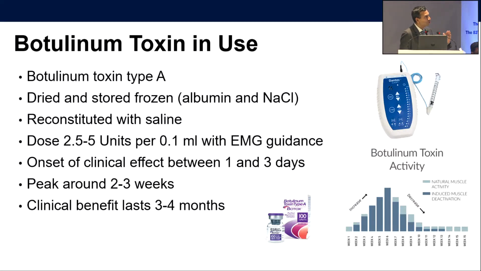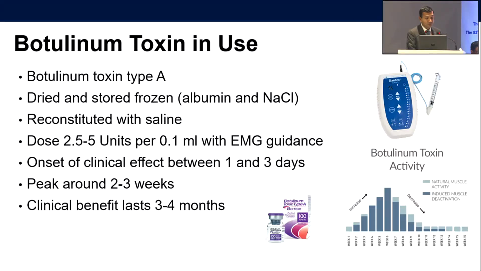The problem is there's no dose response curve, which would be great. It's not like if you put 2.5 units, you'll get this much effect. As a general rule of thumb, for strabismus that's less than 30 diopters, we use 2.5. More than 30, we tend to use 5 units. I use EMG guidance because I think in this day and age, you absolutely have to.